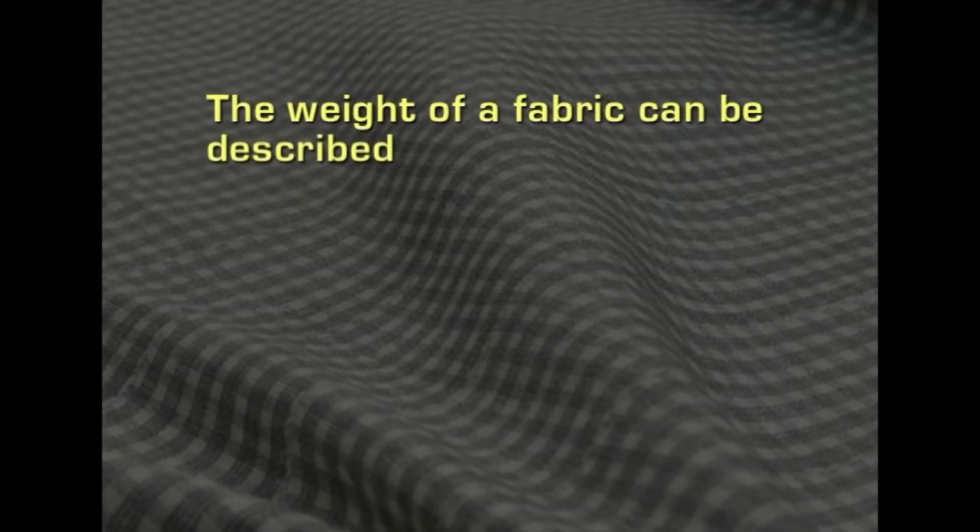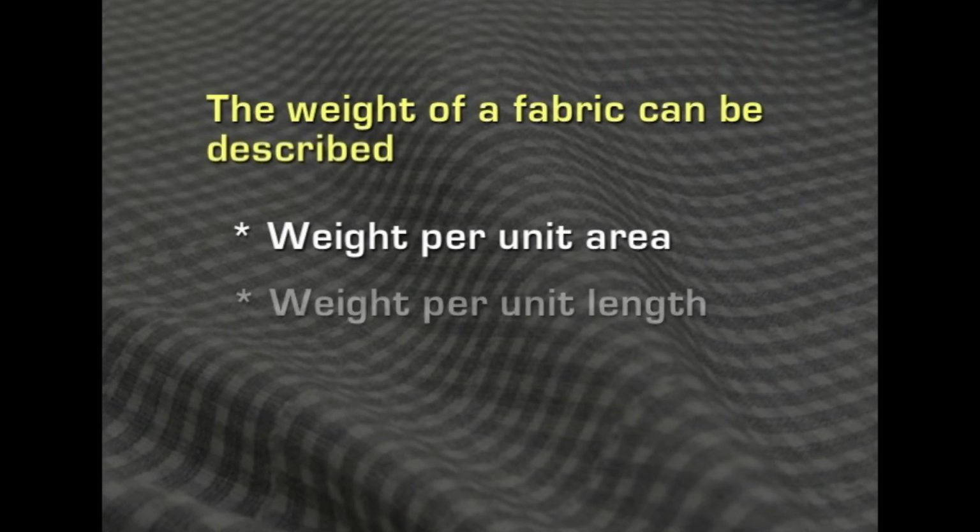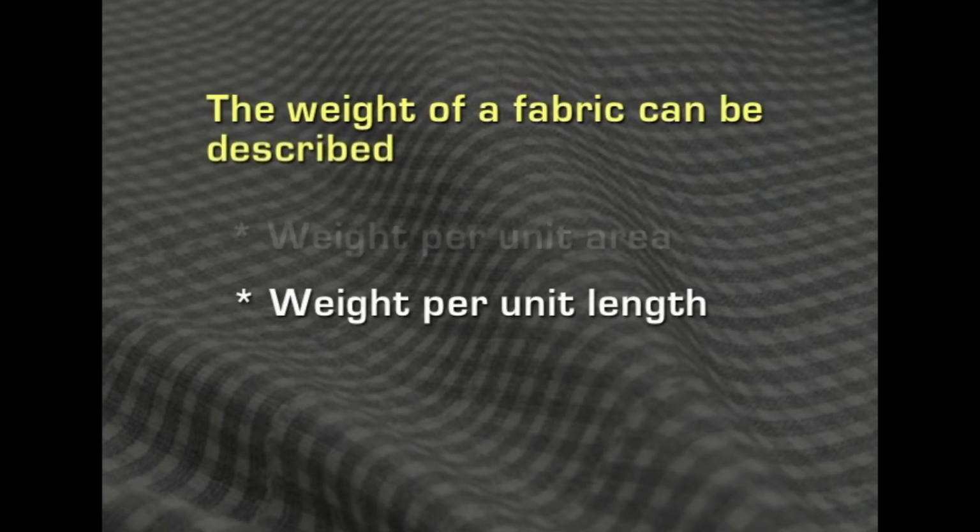The weight of a fabric can be described in two ways, either as the weight per unit area or the weight per unit length. Coming to the weight per unit length, the former is self-explanatory, but the latter requires a little explanation because the weight of a unit length of fabric will obviously be affected by its width.